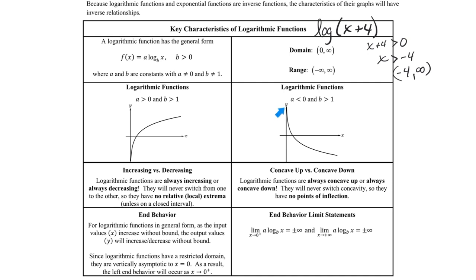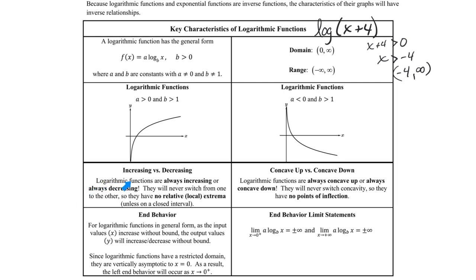Let's look at this guy over here. This is when a is negative. Really, this should remind you that, oh yeah, negative out in front flips us over the x-axis, right? So instead of increasing, we decrease. All right, let's look at this box.